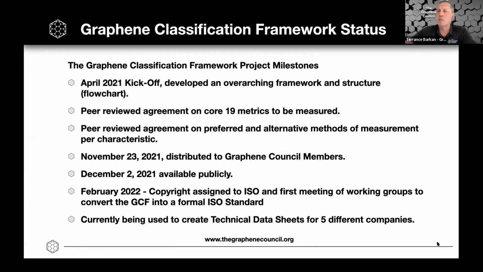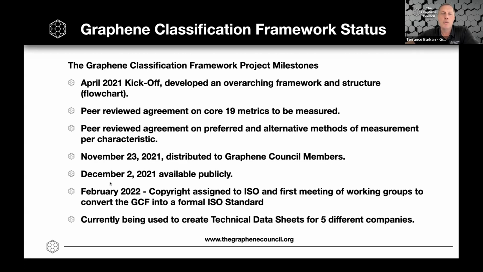And I'm coming to a close on my short presentation here. I'll be happy to take any questions when the time is appropriate. But just to run through what we did, we started in April 2021. We went through all the consensus process. We made this classification framework publicly available on December the 2nd. In February, we signed over copyright rights to ISO, and the first meeting of the working group to convert the Graphene Classification Framework into a formal ISO standard has already taken place.